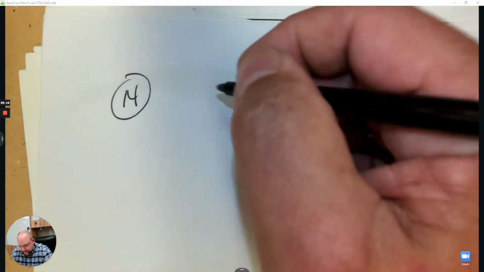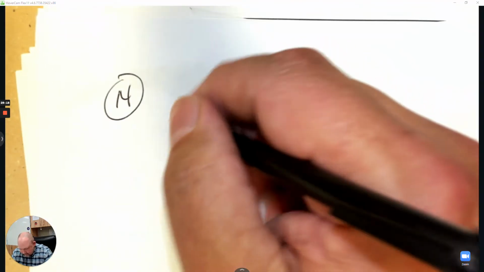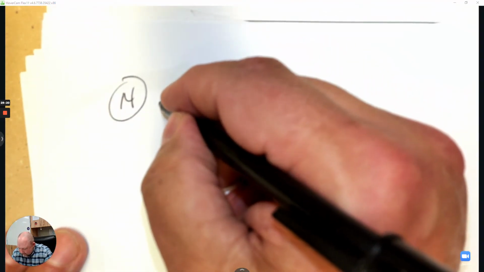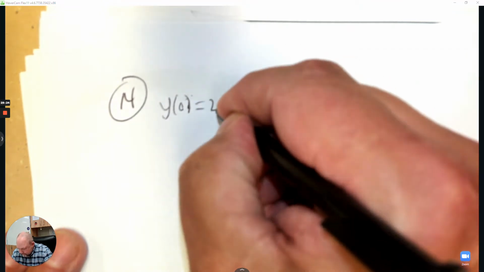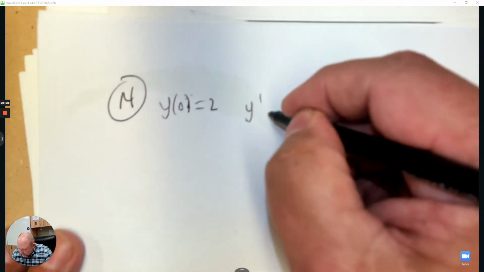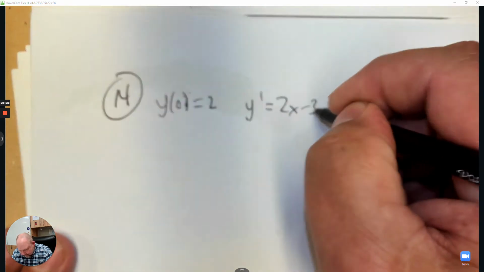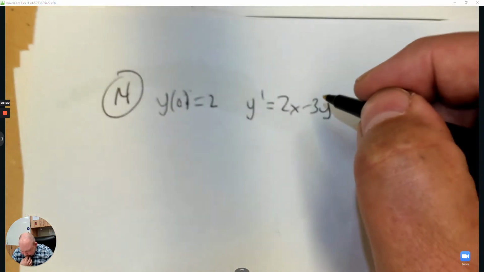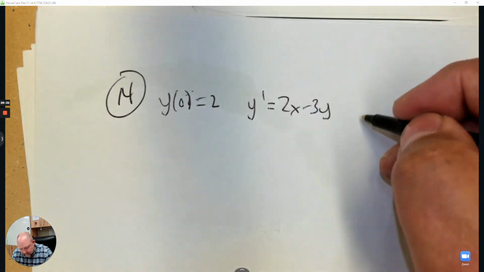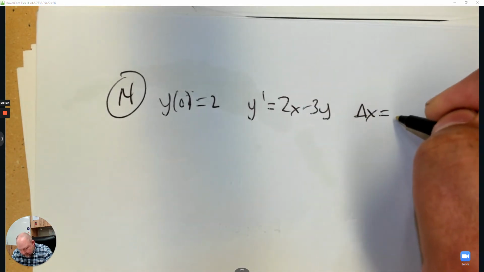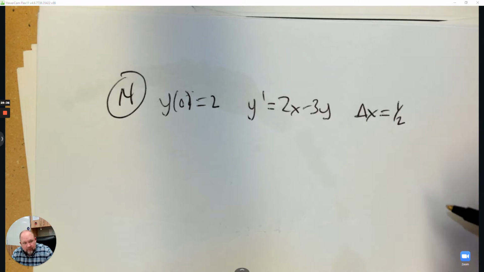Number 14. Euler's method again. So y at 0 equals 2. The derivative is 2x minus 3y. And each step size is 1/2, or 0.5.